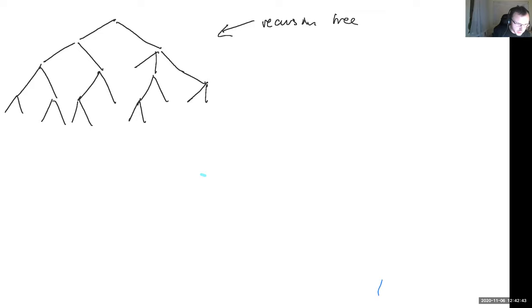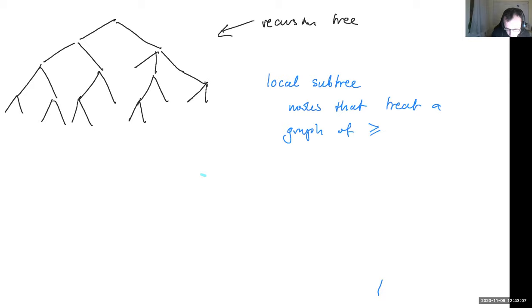So I will define something that I will call a local subtree. A local subtree consists of those nodes that treat a graph of at least 99% times the number of vertices in the root. Each of those nodes corresponds to some call of my algorithm. Each of them is associated with a graph. And let's say that a subtree is local if the size of the graph does not decrease too much.